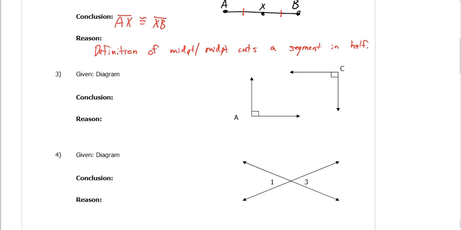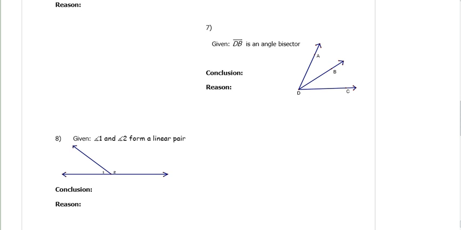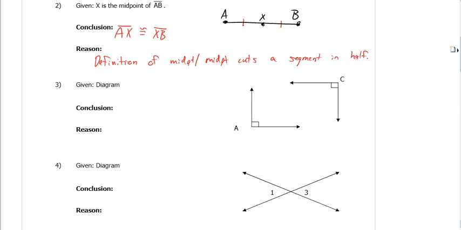I'm going to do maybe one more. Let's see how many we have left. Maybe we'll do two more with you, and then I'm going to let you guys try the rest to finish for homework for tomorrow. Given this diagram, conclusion, again, don't tell me that you know they're right angles. It's already labeled that they're right angles. We don't need to know that they're right angles. It's showing me that. But can you come up with something else based on that?